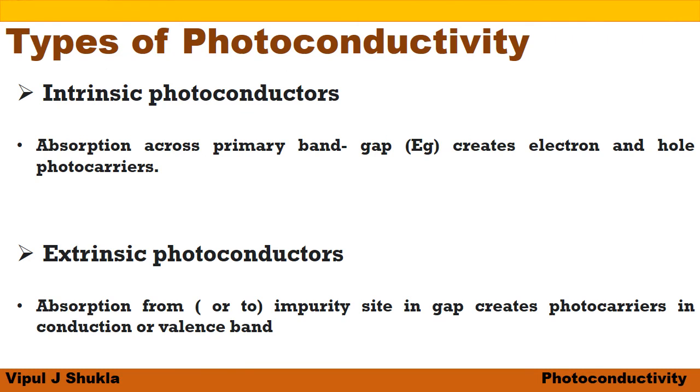There are two types of photoconductivity: intrinsic and extrinsic photoconductors. In the case of intrinsic photoconductors, absorption across the primary band gap creates electron and hole photocarriers, while in the case of extrinsic photoconductors, absorption from or to an impurity site in the gap creates photocarriers in the conduction or valence band.